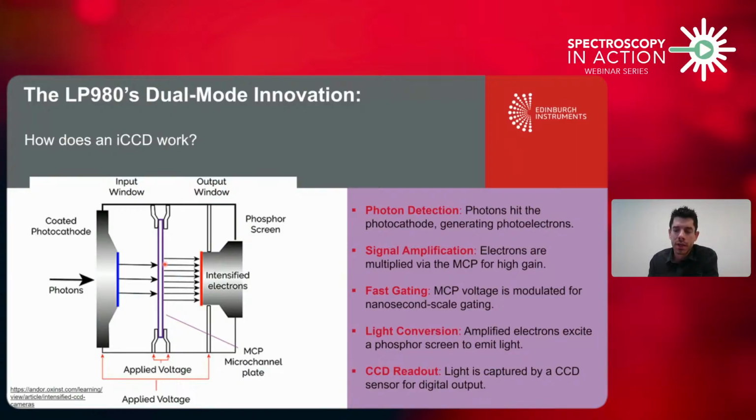windows after excitation. The gate width can be moved from 3 nanoseconds if we go with the fast option, or starting from 7 nanoseconds if we go with the standard option on the LP980, and this can go up to seconds. The amplified electrons then hit a phosphor screen, converting the signal back into visible light. And finally, the light is detected by a CCD sensor and is digitized, giving us a precise gated spectrum of the transient species at a defined delay time.